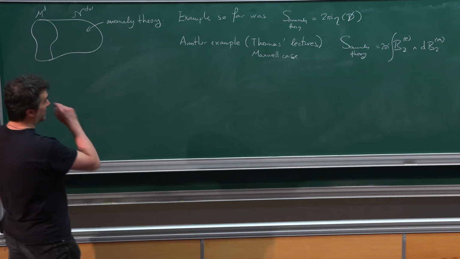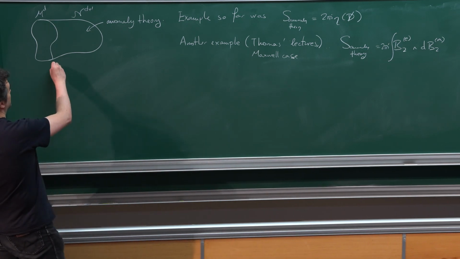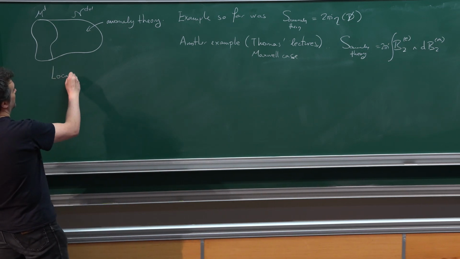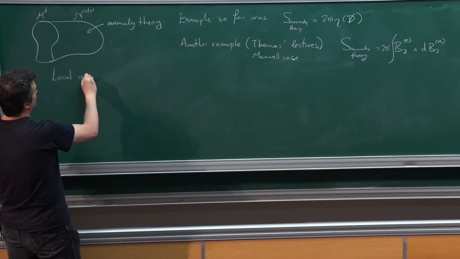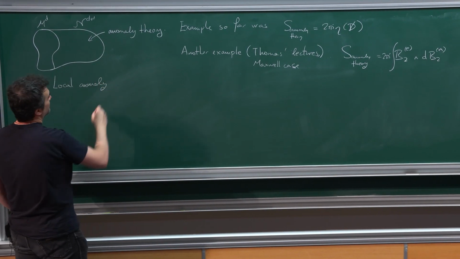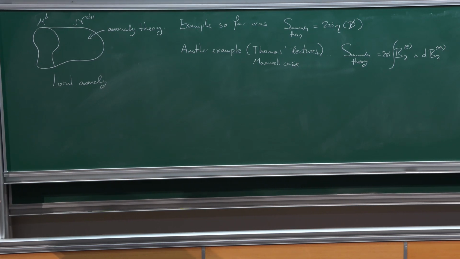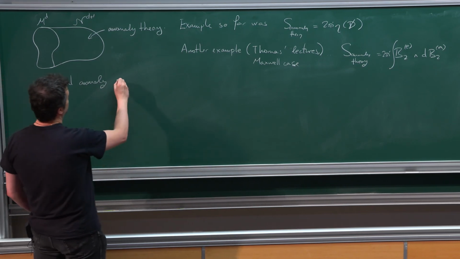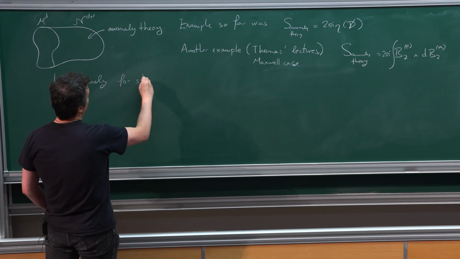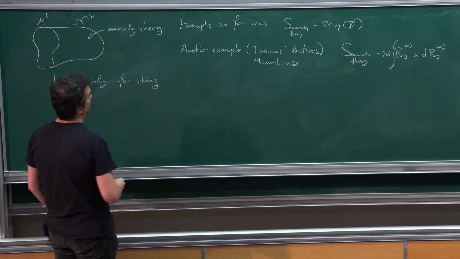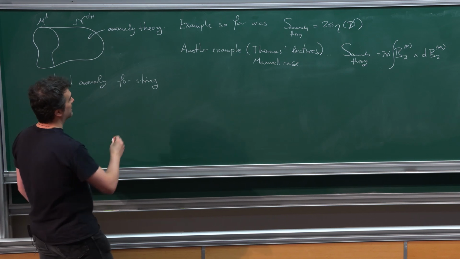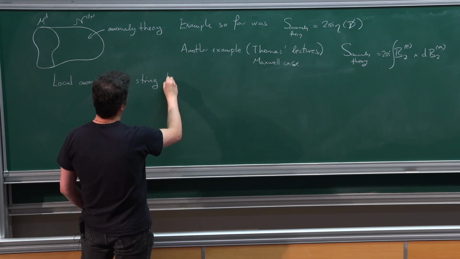I'm going to deal with the local anomaly today. So I'm going to compute the local anomaly for type IIB string theory and type I string theory. And I'm going to show that at least these two vanish, and this was already a very important result at the time.